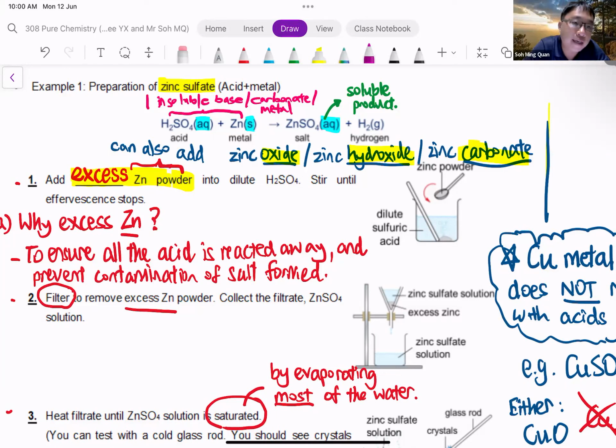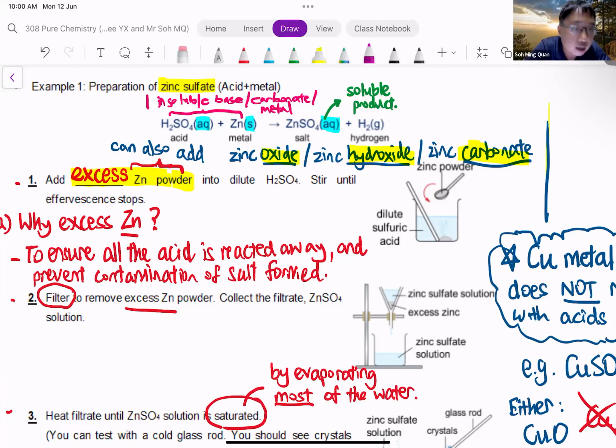Okay, so basically all you need to do is just add excess zinc carbonate into dilute sulfuric acid and stir until the reaction is complete, stir until the effervescence stops. So why do we add excess solid zinc carbonate? This is to ensure that all the acid has been completely reacted away to prevent contamination of the salt formed.